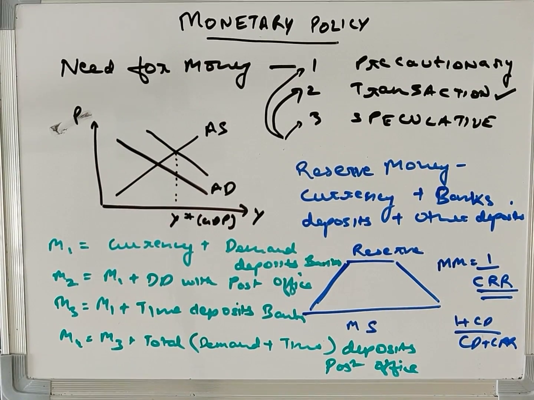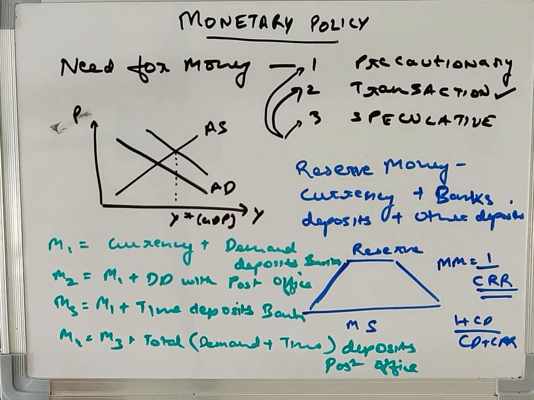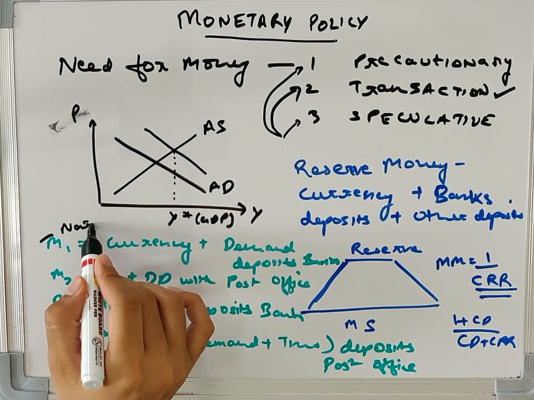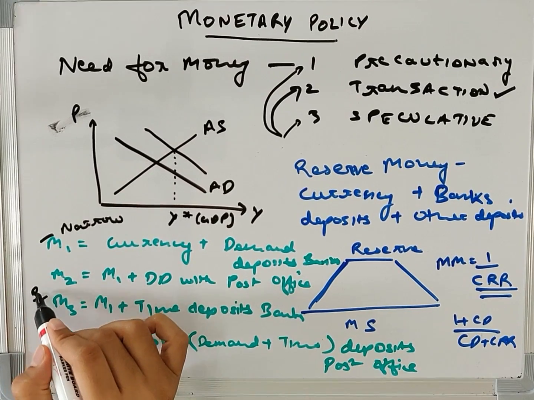In this case, M1 and M3 are known as narrow money and broad money.